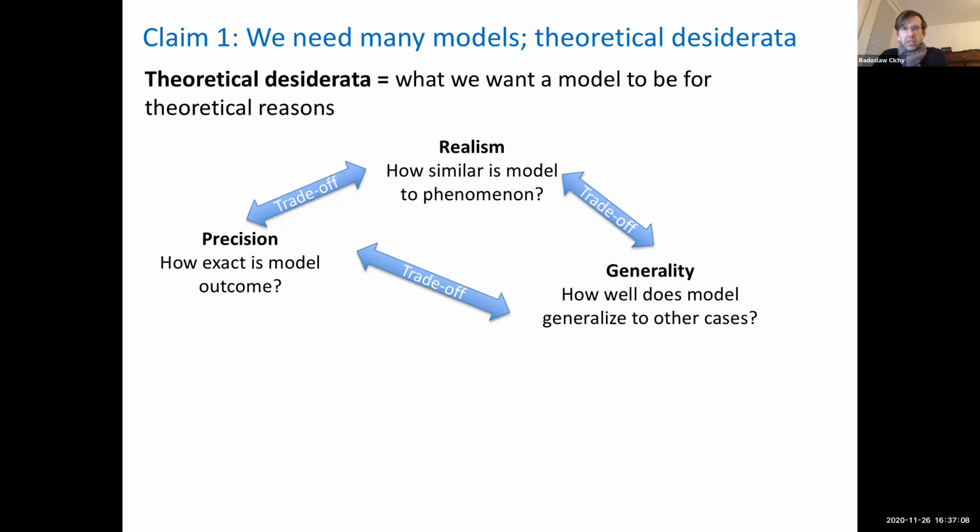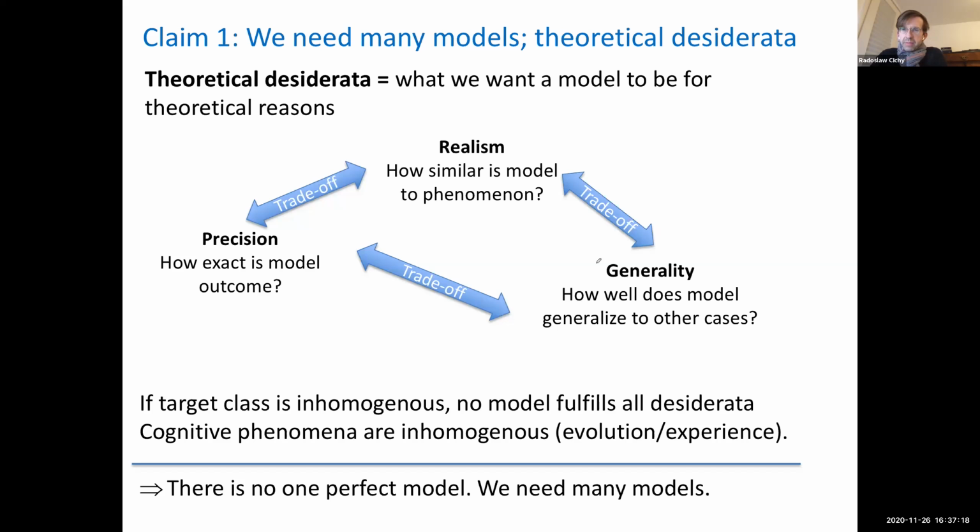So therefore, there's always this trade-off between those different values. Now, not really always. If you have, let's say, a target class, or you try to explain stuff which is homogeneous, where basically all of its members are exactly the same, like atoms in a gas, then you can have all three things at the same time. But cognitive phenomena and cognitive beings are not homogeneous, because we are diverse. We are the result of evolution and experience. So there will never be one perfect model to fit everything. You will always need many different models to fulfill the many different theoretical desiderata you have, like precise models, realistic models, or general models.